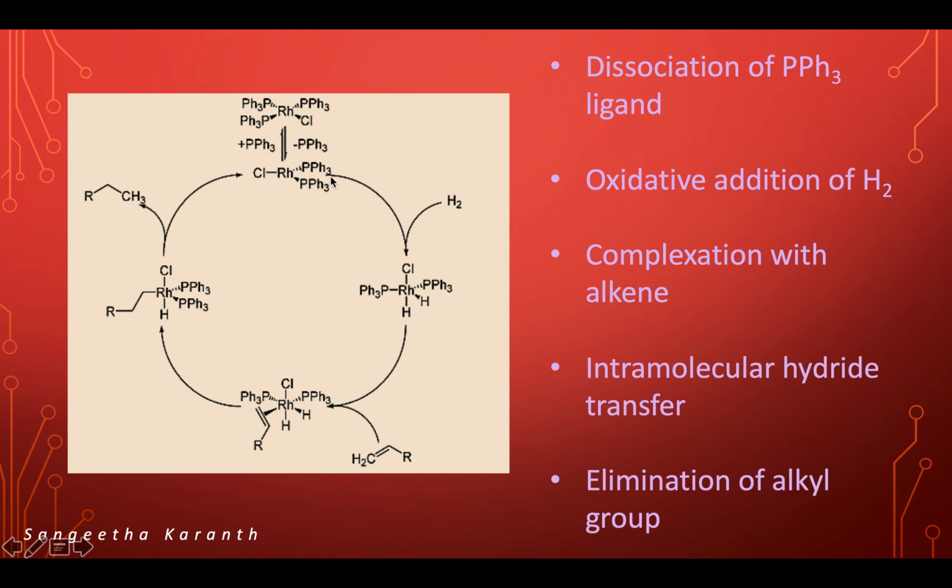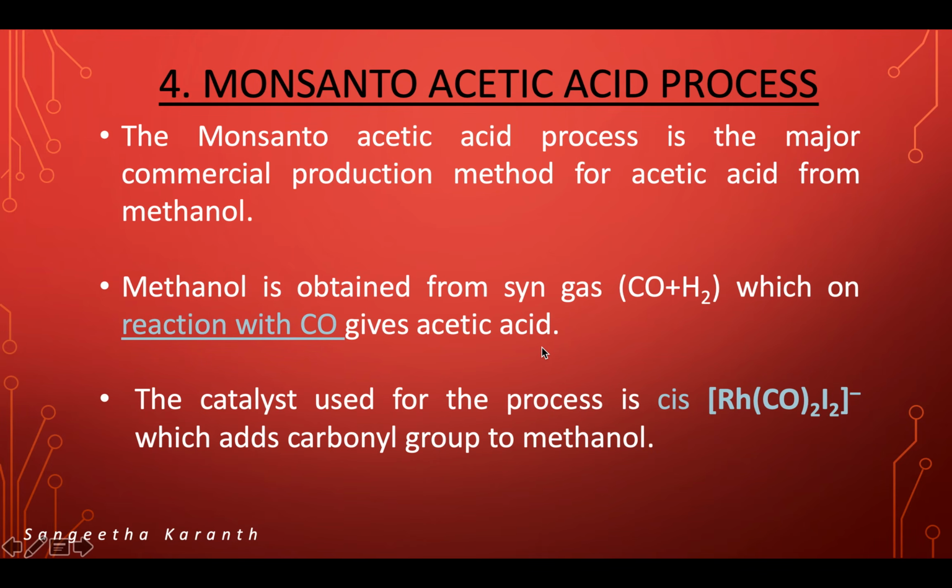Now on addition of one more triphenylphosphine group, you get back the first Wilkinson's catalyst which you have taken in the beginning. Okay, so this is the catalytic cycle. We start with the catalyst, and once the cycle is completed, we get back the original catalyst. So that was regarding the Wilkinson's catalyst and the catalytic cycle.